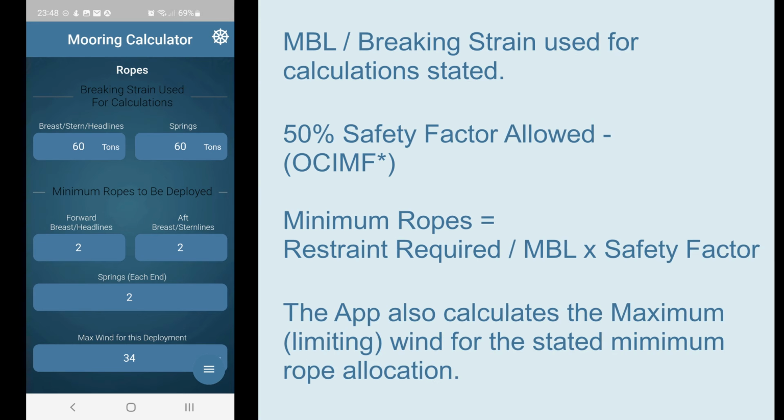The app then calculates the minimum number of ropes required, that is, spring and breast lines, forward and aft. This is done by dividing the required restraint by the breaking strain of the appropriate ropes. In doing so, the app allows a safety margin of 50%, which is equal to or exceeds the Oil Companies International Marine Forum recommendations. It then calculates the maximum or limiting wind strength for the stated output or mooring array. This is in effect the headroom above which further ropes would be required to withstand the forces experienced by the vessel.